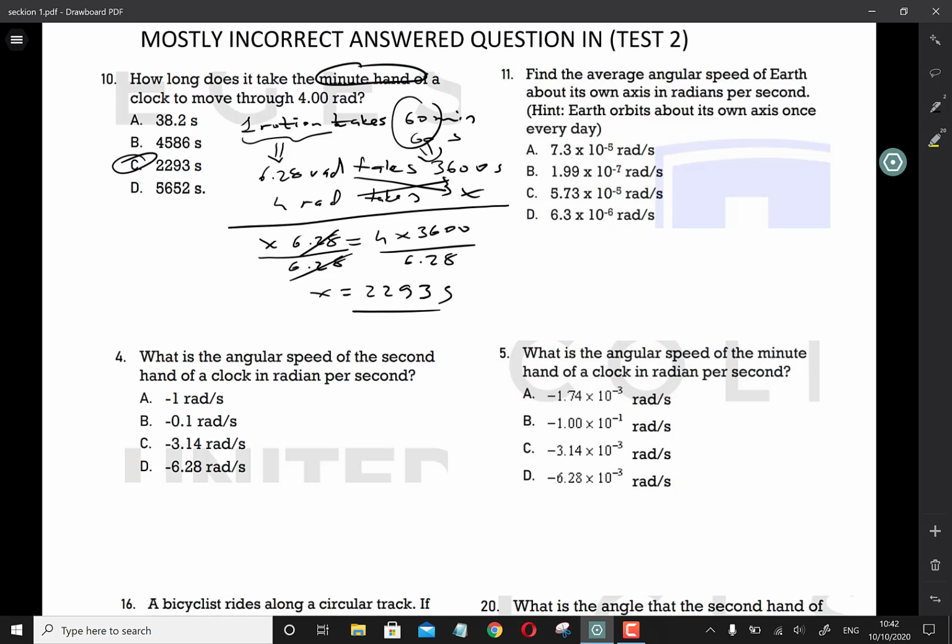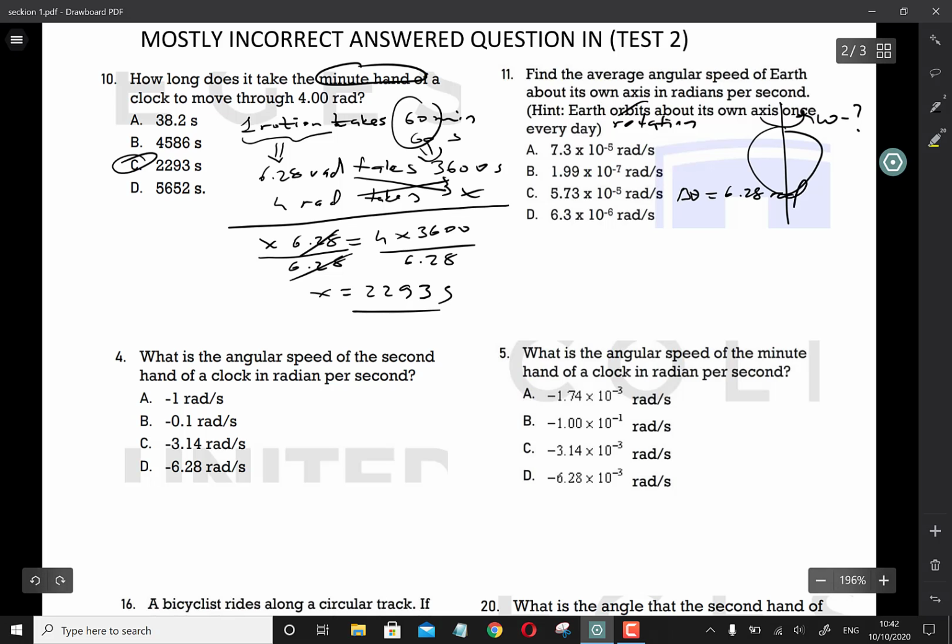And 11: find the average angular speed of Earth about its own axis. So Earth is revolving about its own axis, and we will calculate this angular speed in radians per second. The hint says Earth orbits about its own axis once, but it must be rotates, it's a typo. Earth rotates about its own axis once every day. So the angular displacement for one rotation, delta theta, is 6.28 radians, and the time for one rotation is 24 hours, so 1 day about its own axis.